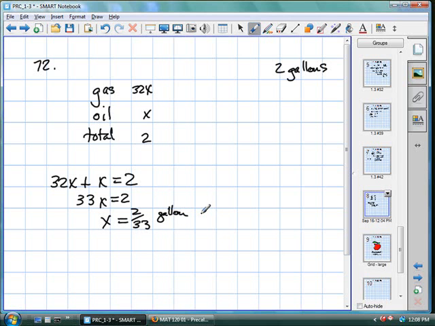Okay. So if I have 40 parts gas, wouldn't that be 40 times this? And what would that be? That's supposed to be a dot. So there's how much gas he used.